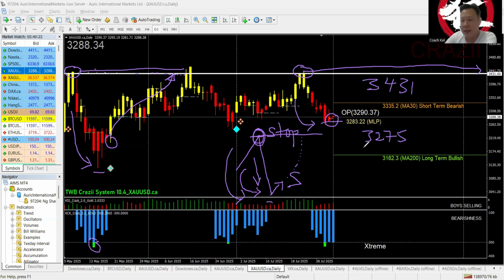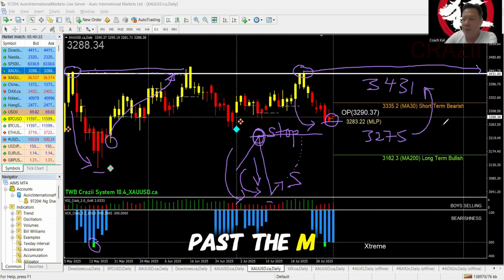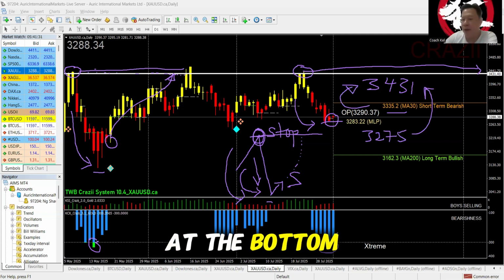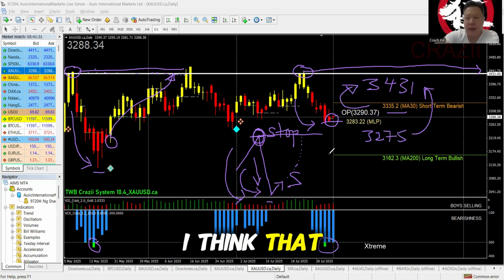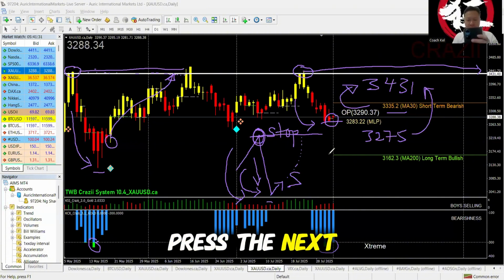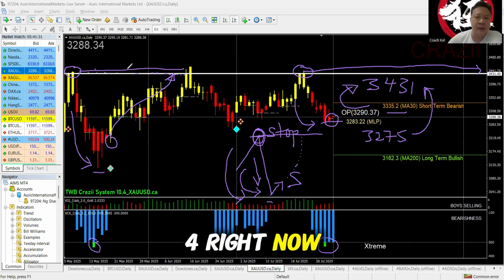So 3275 is the level I want to be looking for as a base. After that, if it goes up, it will have to go past the opening price of today, and it has to go past the MA30. If the market goes past MA30, then it will likely be going up to the 3431 level. So we have the KCX now at the bottom. That's why I think that gold, if it goes up, can go all the way to 3431. All clear? If all clear, press the next button. The next button will be number 4. Press number 4 right now.